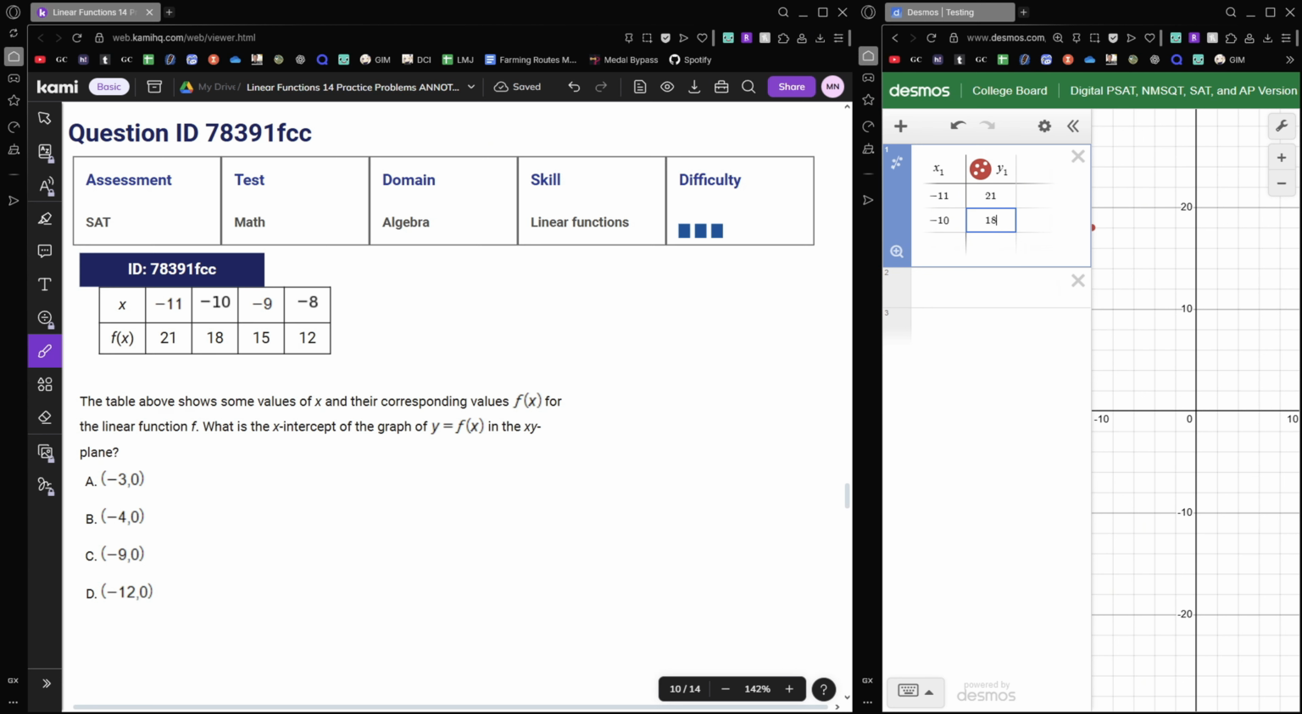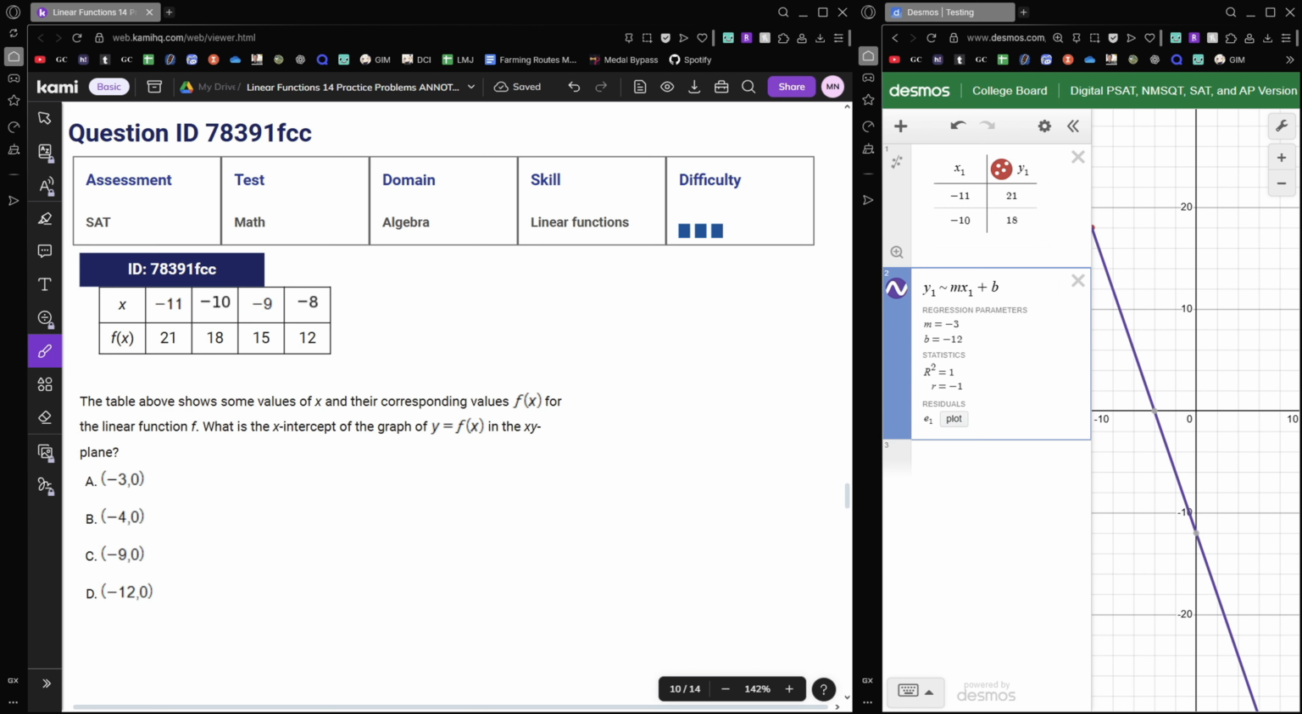Now to get the equation of this function, we can use linear regression, which is y1 tilde mx1 plus b. And we get that the x-intercept would be at negative 4, 0, which means our answer is B.